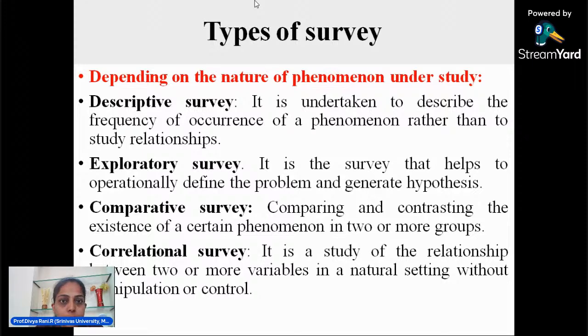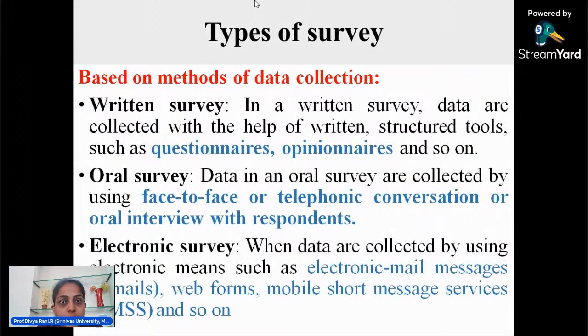Next slide. The type of survey is also further classified based on how you are collecting the data. If you are collecting data in writing, from a structured tool like a questionnaire or opinionaire, it becomes a written survey. If you are using face-to-face conversation, telephonic communication or an oral interview, that becomes an oral survey. If you are using email, web form, mobile or short message, it becomes an electronic survey.